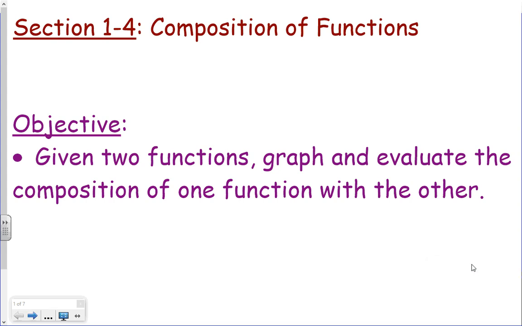All right, open up your book to section 1-4. Section 1-4 starts on page 23 in your book. And the title of this section is Composition of Functions. The objective here is, given two functions, we want to be able to graph and evaluate the composition of one function with another.